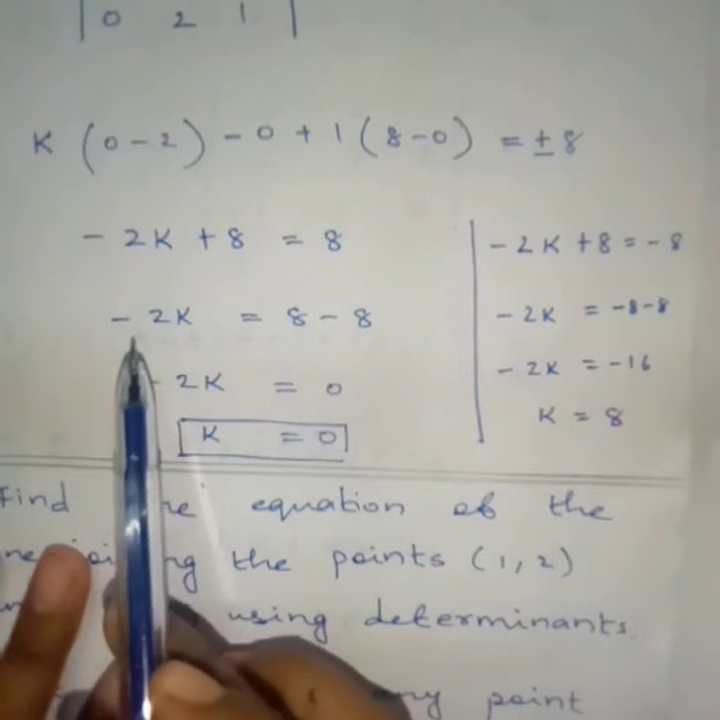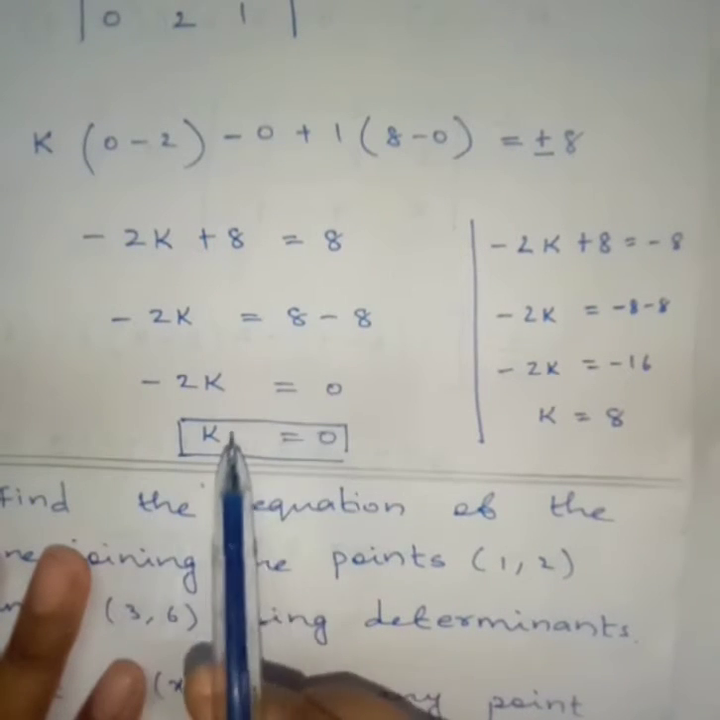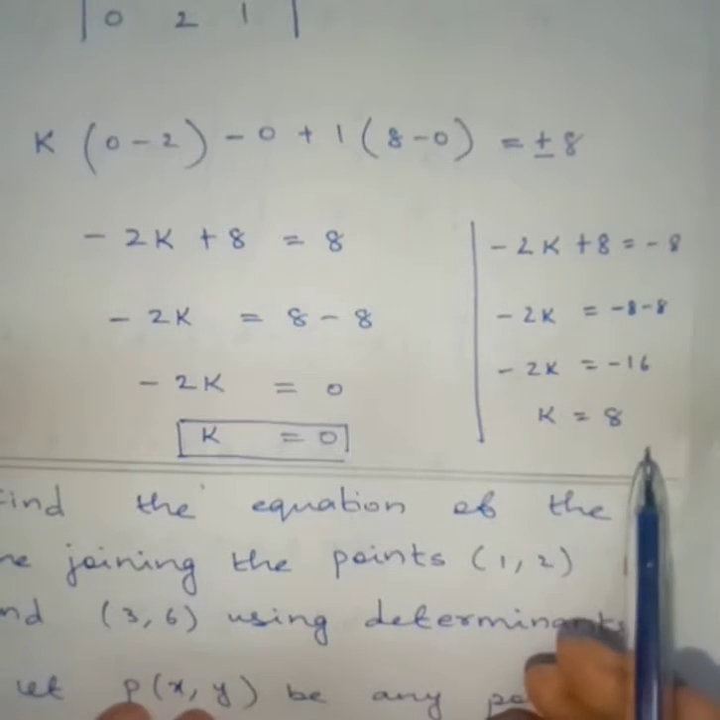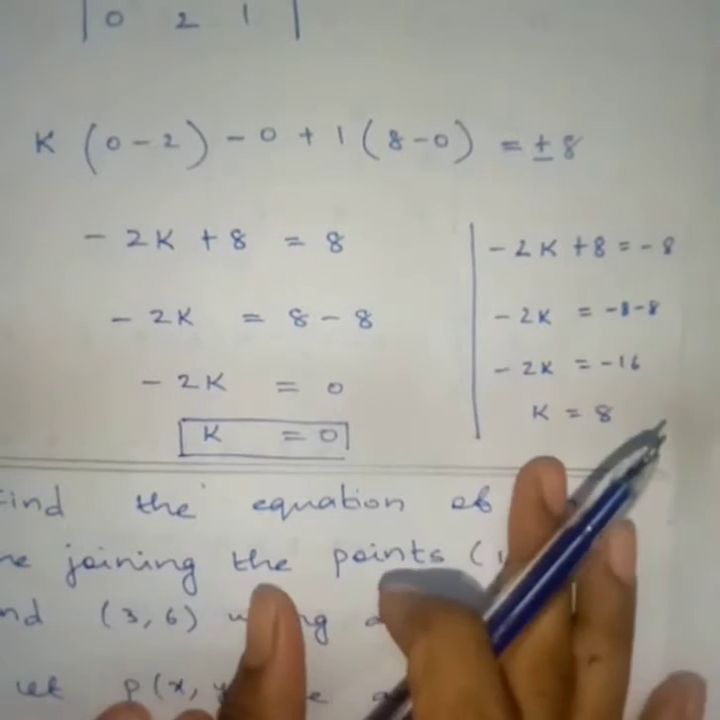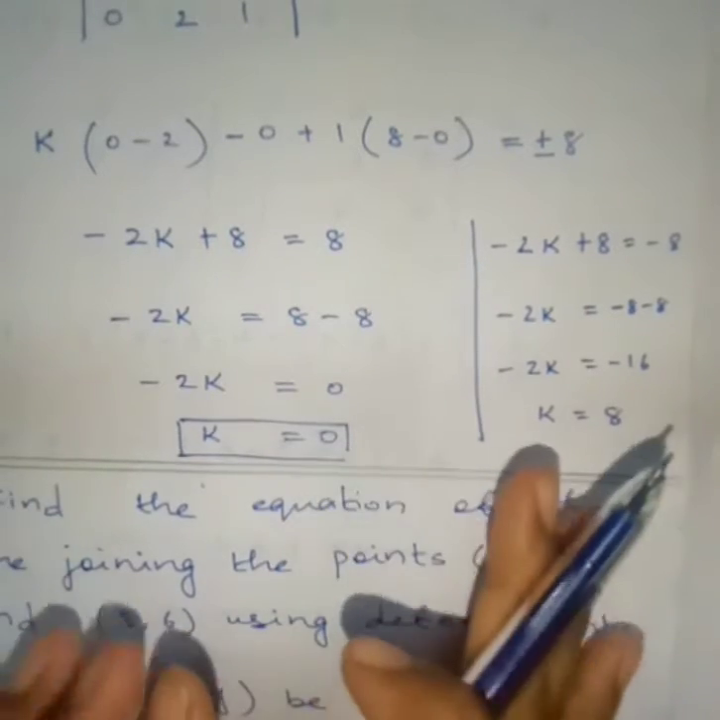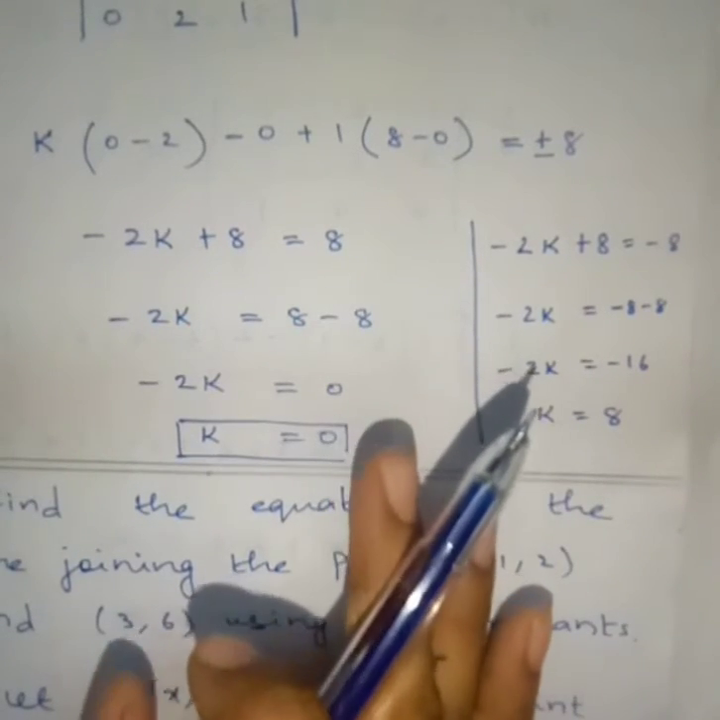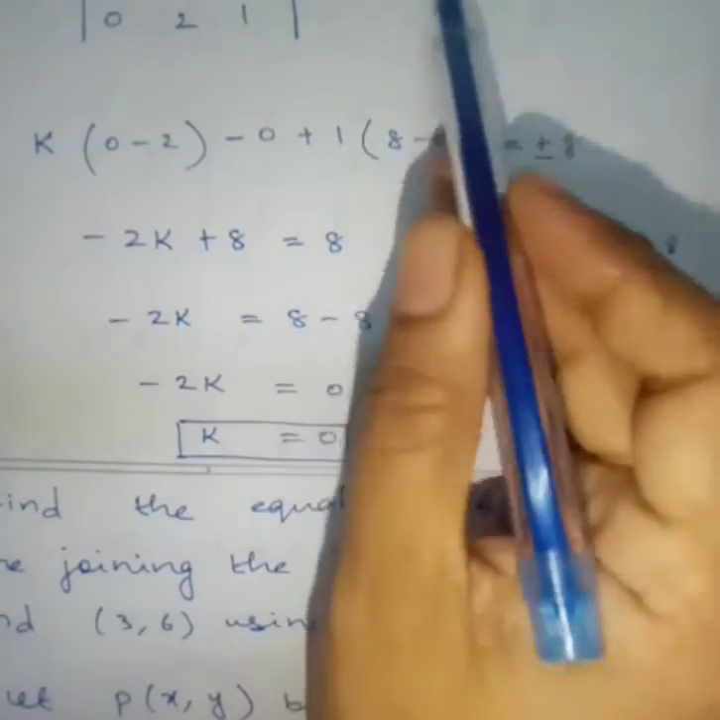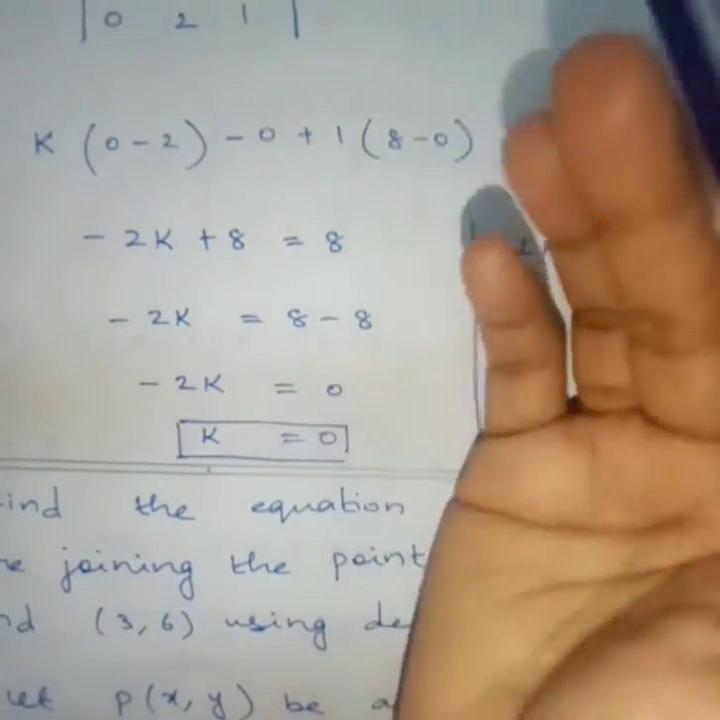Here you are getting minus 2k is equal to 0, k equal to 0. Minus 2k equal to minus 16, k equal to 8. Okay students, so we are getting two values for k. So if the area of the triangle is given, how to find the value of k means like this. So don't forget this plus or minus 4, then you will get different answers.